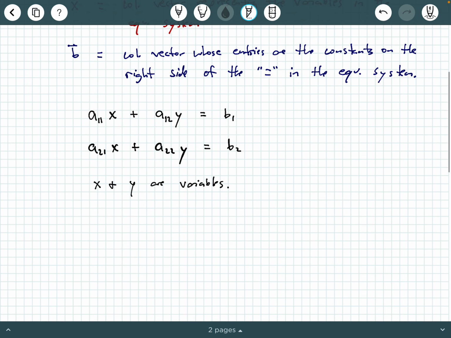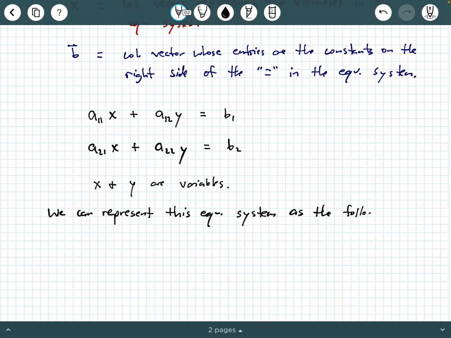So what we can do is we can use this idea of matrix multiplication and represent this system like the following. We can represent this equation system as the following matrix equation.